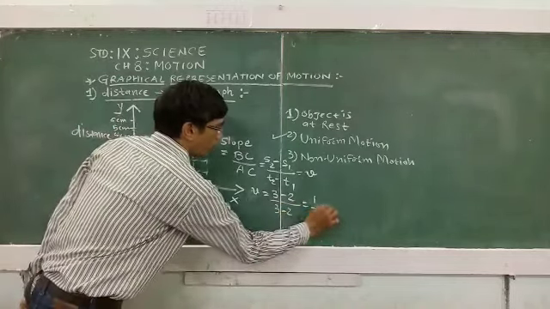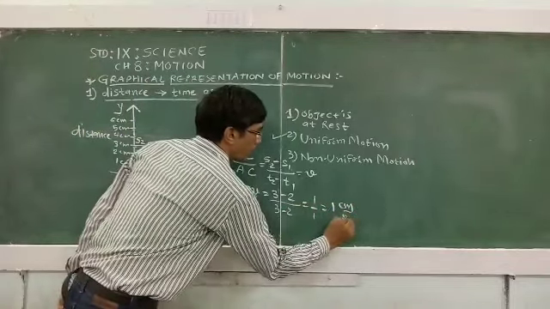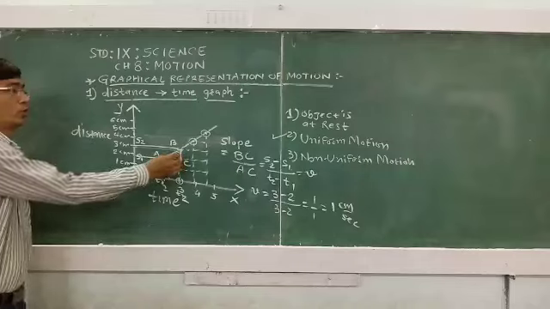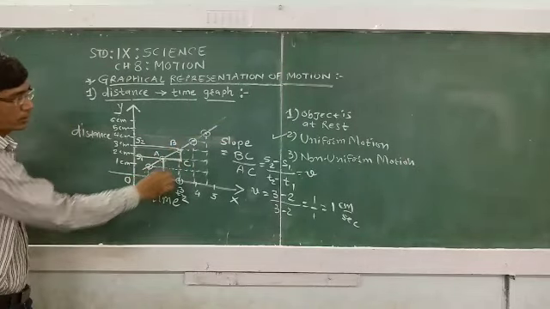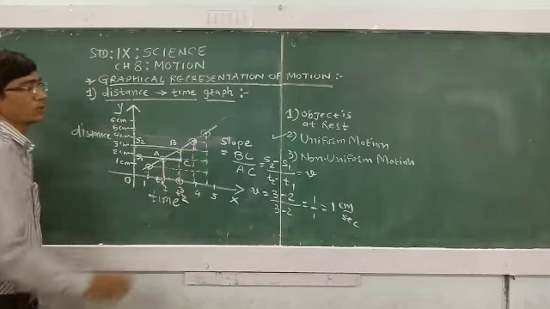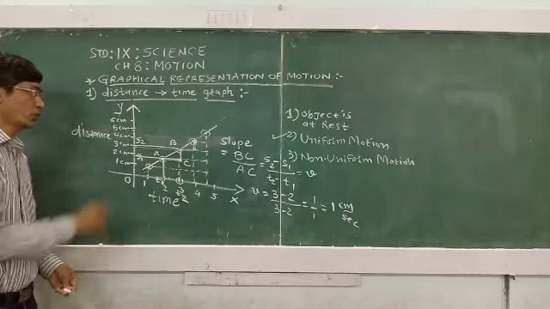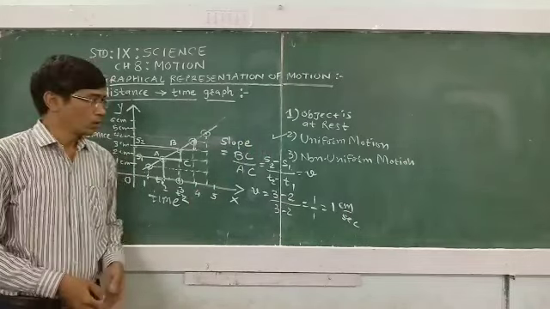So it is the 1 upon 1. So 1 centimeter per second. You can take any 2 points on the line joining and you can get the slope. This slope will give the speed for the distance versus time graph in the uniform motion.